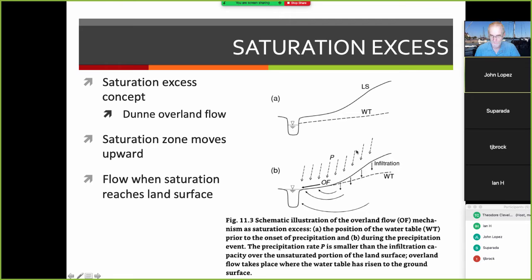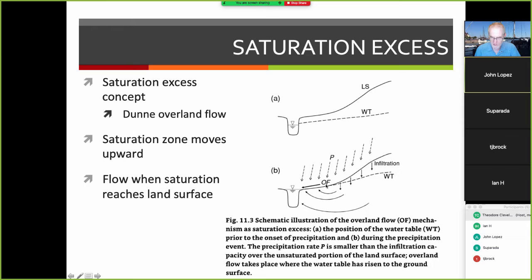Then it rains. So here's our precipitation. And as it rains, that precipitation infiltrates. Possibly all of it, in fact. And in doing so, it starts to recharge the portion of soil between the land surface and the water table. In doing that, the water table starts to rise, move towards the land surface. At some point here, the water table has become coincident with the land surface.